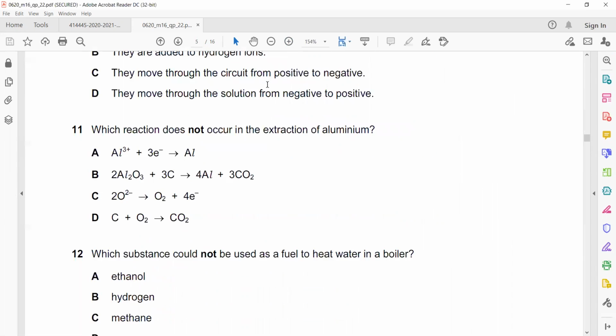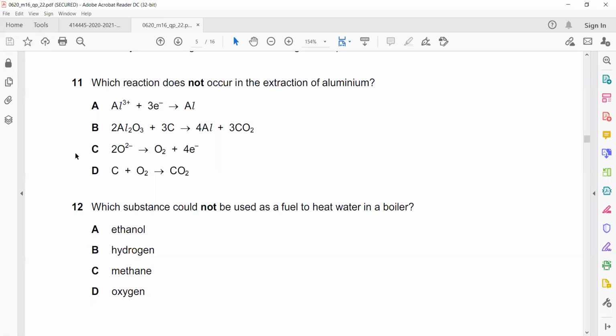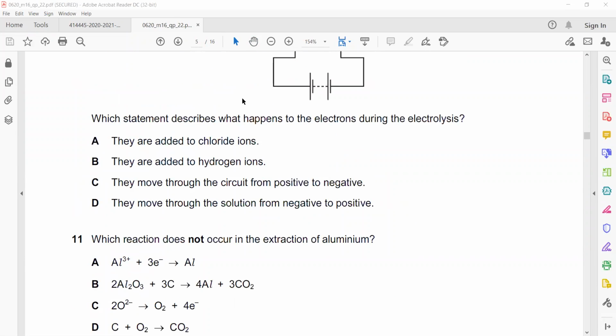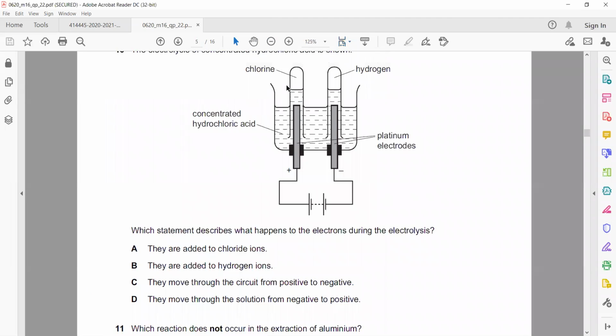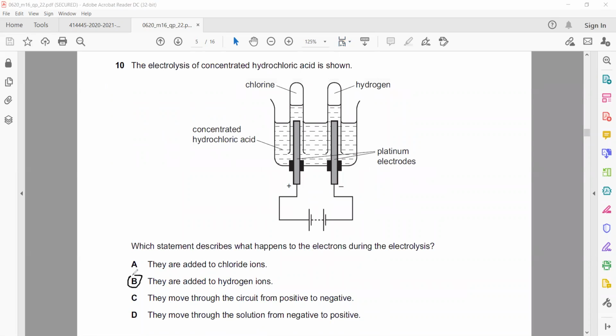Question 11. Which reaction does not occur in extraction of aluminium? When we extract aluminium, which of the reactions does not happen? The final answer for question 10 is B, because the hydrogen ions in the electrolyte will take electrons and turn into hydrogen gas.